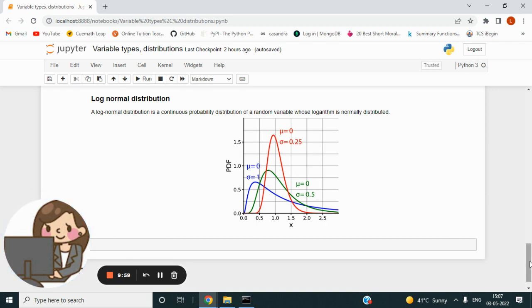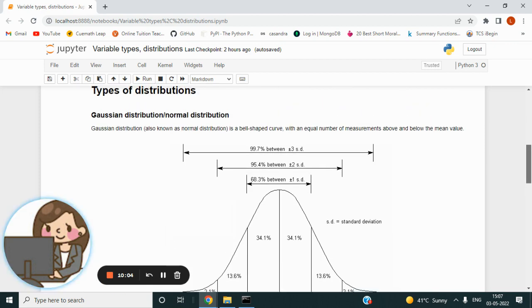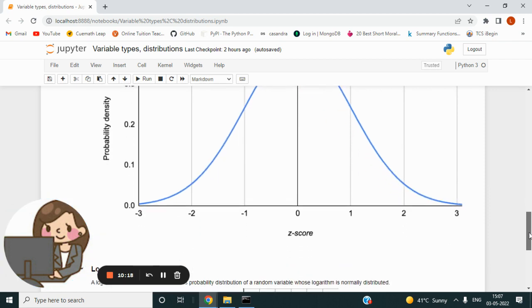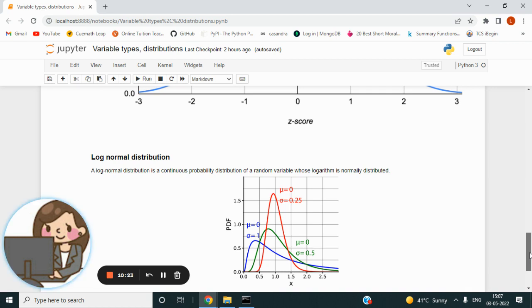So the three distributions we have covered today are the Gaussian distribution or normal distribution, then the standard normal distribution, how to find the z-score, I'll be covering in one of my upcoming tutorials, and finally the log normal distribution. These are a few distributions that we will be visiting again and again, and if we use some distributions along with other tutorials, I'll introduce those in that tutorial.